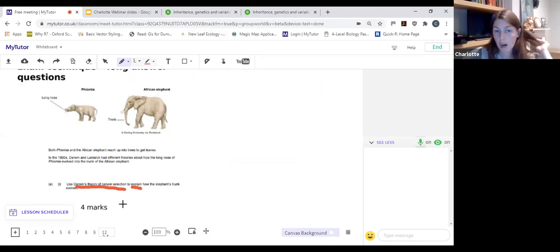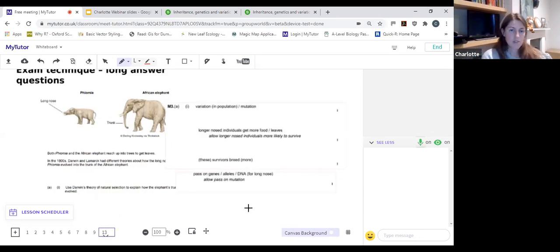So this is 4 marks, 4 short sentences. You need to make 4 points. Now I'm well aware that with 4 short sentences, sometimes you could have 2 sentences with 2 parts joined together, but you need to make 4 points one way or another. And for all of these theory of natural selection questions, there are 4 particular points that you need to make. So this one's well worth looking for.